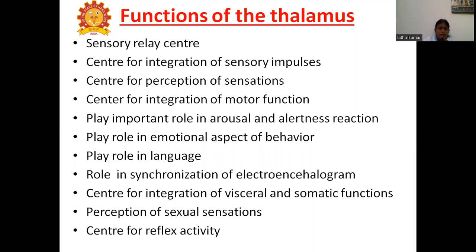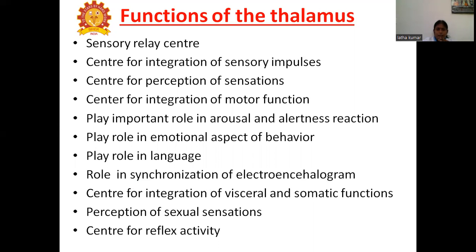Next one is, it plays an important role in language. The integration between the different cortical parts by subcortical connections in the thalamus helps to play an important role in language. It helps to achieve speech. Next one, role in synchronization of electroencephalogram. Thalamus also plays an important role in the genesis of synchronization of electroencephalogram.